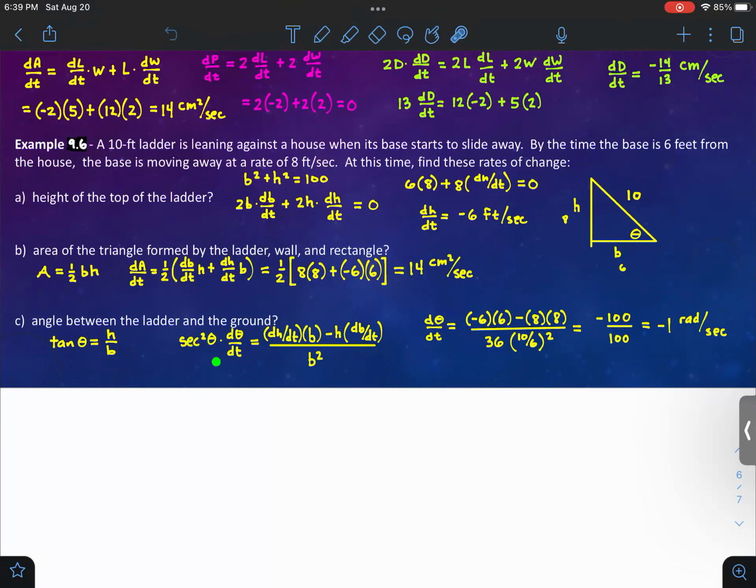So what I'm doing, transitioning steps here, I'm dividing the secant squared to the bottom of the right side and immediately replacing it with 10 over 6 squared. And you've got some manipulation that actually works out really nice. The units on that angle, in this course, we always are dealing with radians unless specifically told not to. So that would be interpreted as -1 radians of change per second.